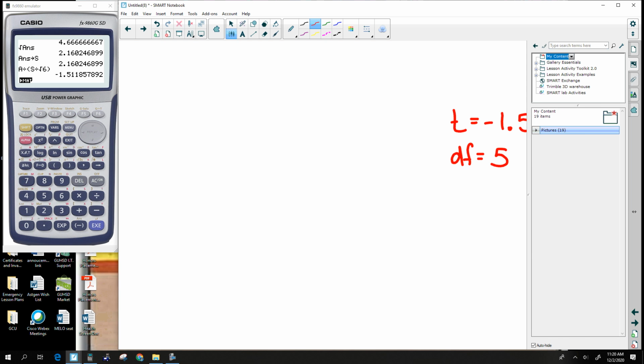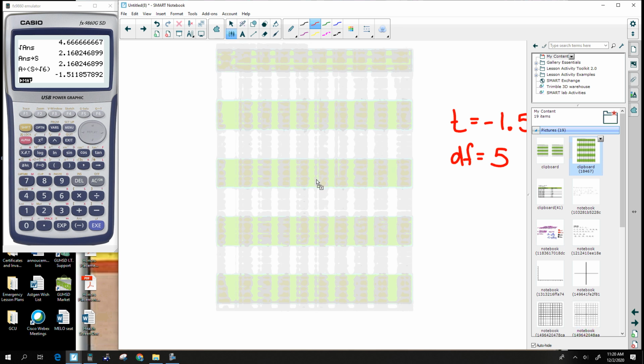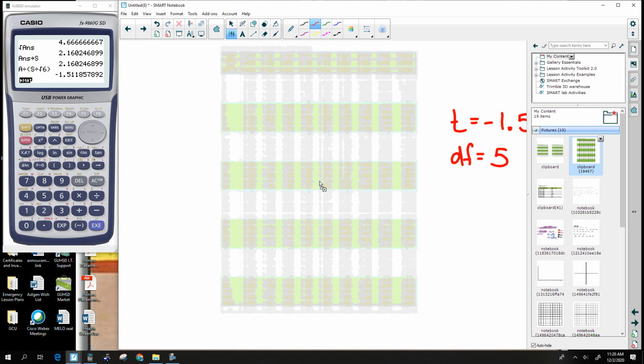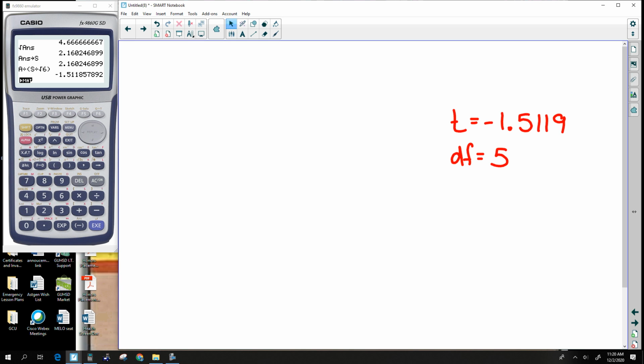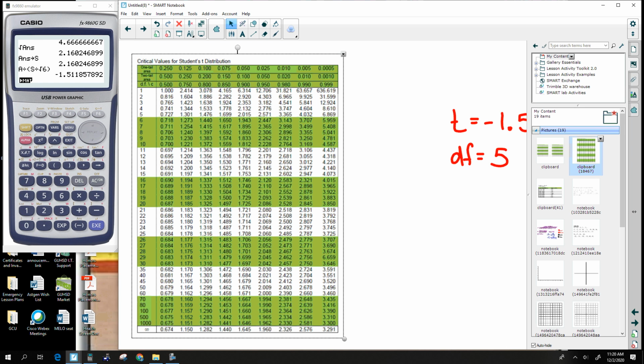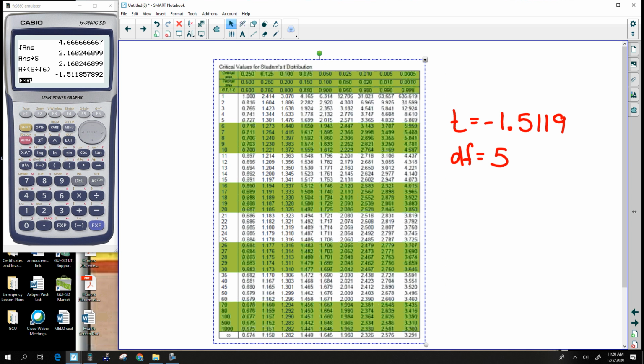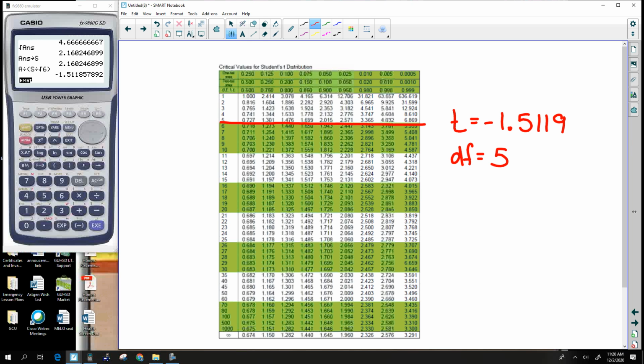Okay, so we obviously look at our t-table for this. So we're looking at a degree of freedom of 5, and we're looking for 1.5119. And so it's going to fall in between 1.476 and 1.699. And so that's where it's falling. And again, this is a two-tail, so make sure when you go, you don't go all the way to the top, because they want this to be a two-tail, which happens to be in between 0.200 and 0.150.